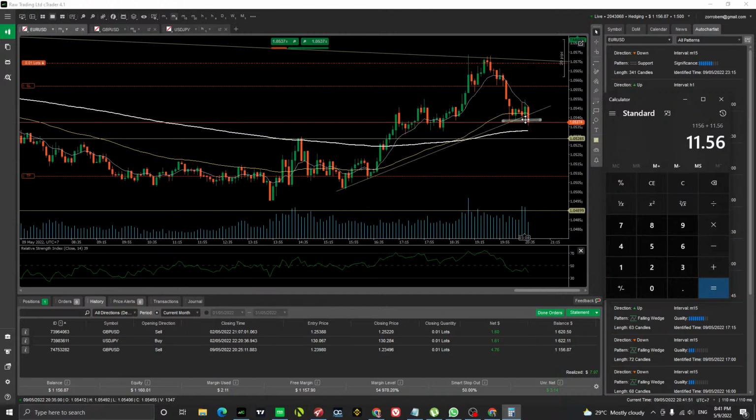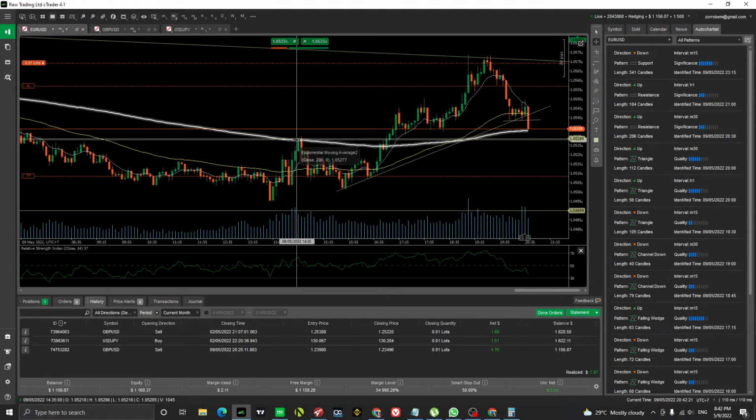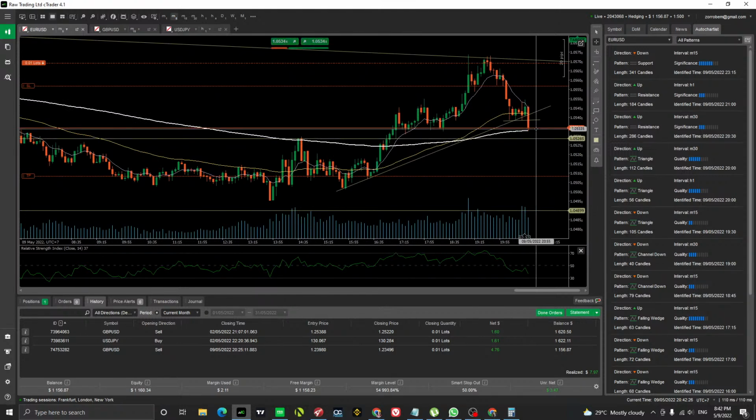Okay, so right now it broke that small support there. So now it went to the next moving average. So I am speculating that this will bounce here again, or it might break it and then bounce until here. So it might go down until here maybe, or here at 1.05 and then bounce.